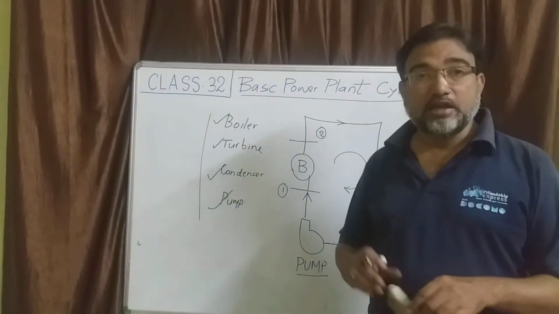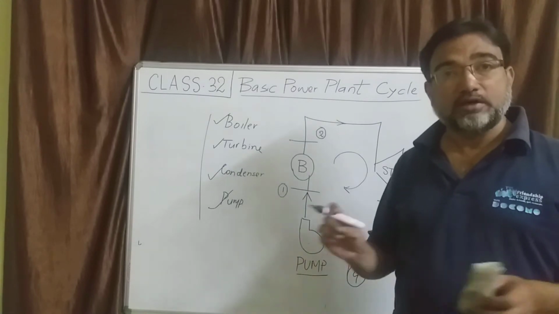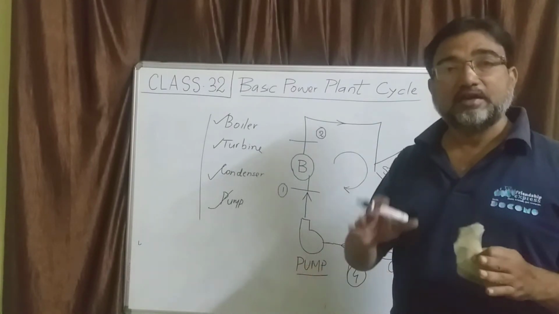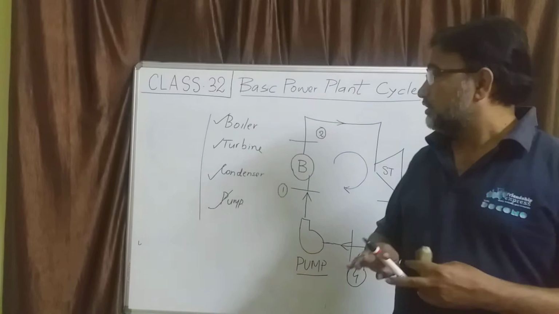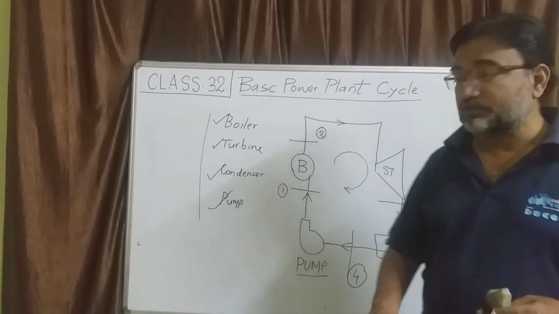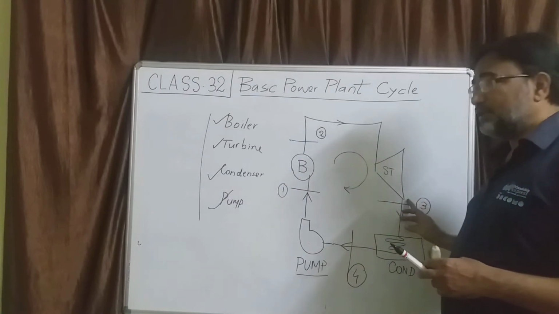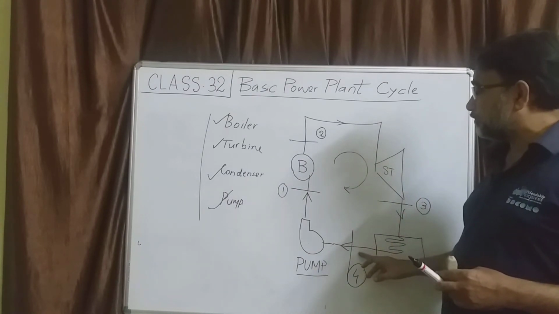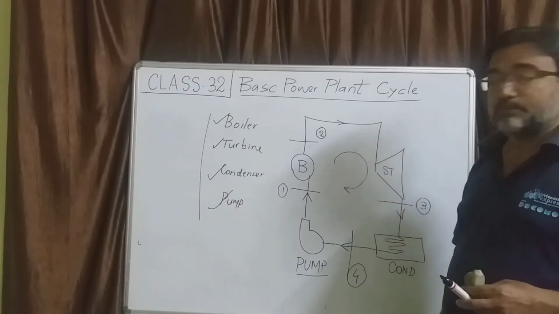Now between any two states, 1 and 2, 2 and 3, there exists a unit and there exists a change of state. That means between 1 and 2 there is a process, a thermodynamic process. Between 2 and 3 there is another process. 3 to 4 is another process. 4 to 1 is another process.